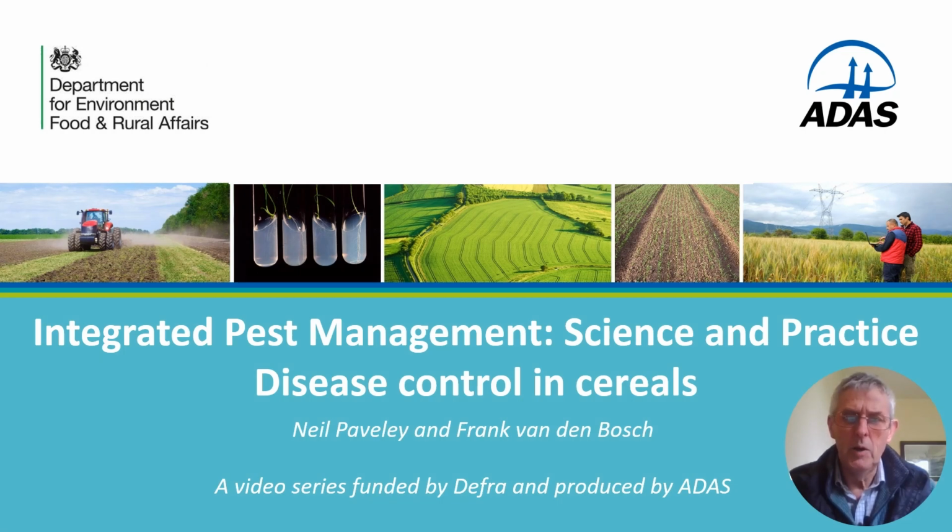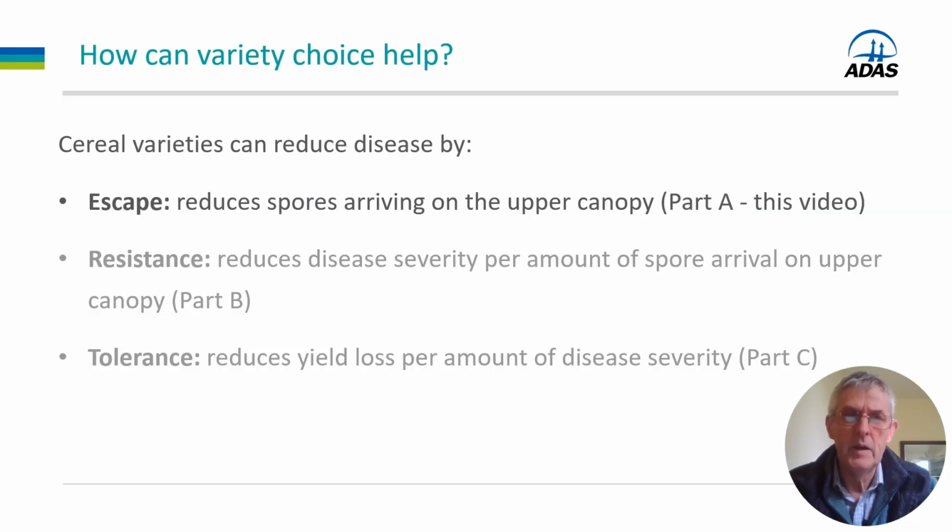In this video on integrated pest management, we're going to take a look at how choice of variety can help reduce the losses caused by diseases. And this subject's going to be dealt with in 3 parts. In this video, we're looking at how disease escape can reduce the number of spores arriving on the upper canopy of cereal crops, particularly of splash-borne diseases.